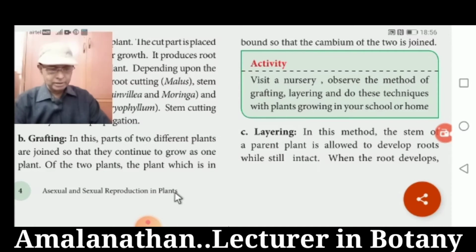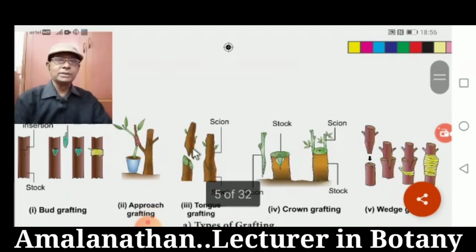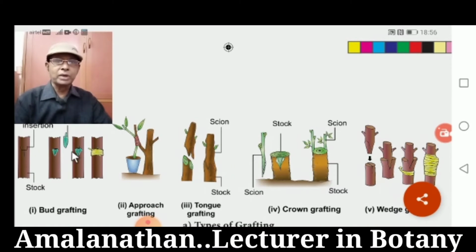What is bud grafting? When a bud is selected from the scion of one plant and that is inserted and used for grafting with the stalk of one plant, that is bud grafting. During bud grafting, a T-shaped cut is made. This is the stalk. This is the bud grafting method.